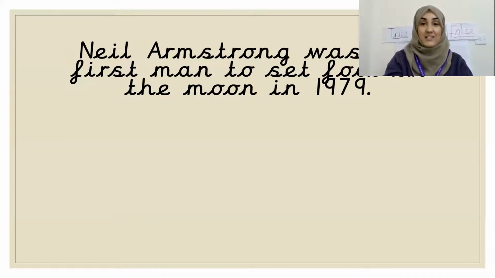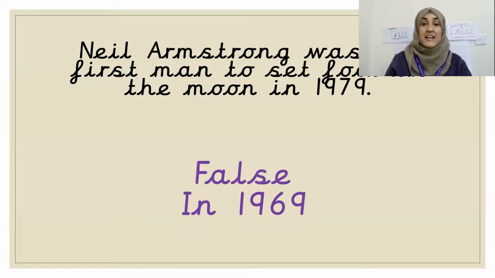Okay, let's see if that is correct. Is that true or is that false? False! He set foot on the moon in 1969. 69. Now, quick little maths question in there. What is the difference? What is 1979 take away 1969? What is the answer? Quick, quick, quick! Well done, 10. It's 10 years apart, those two dates.